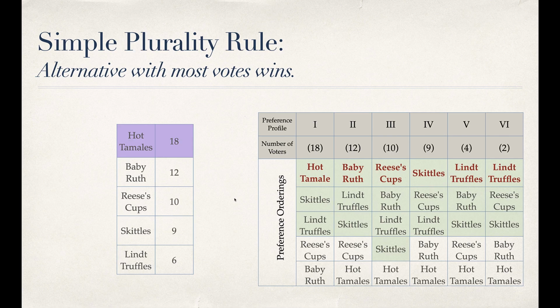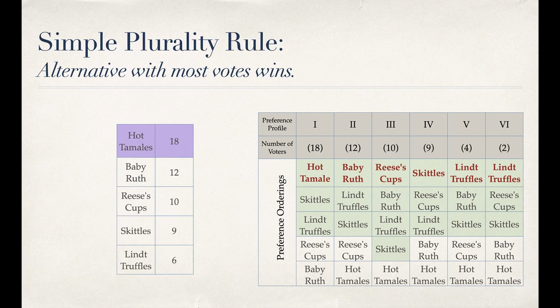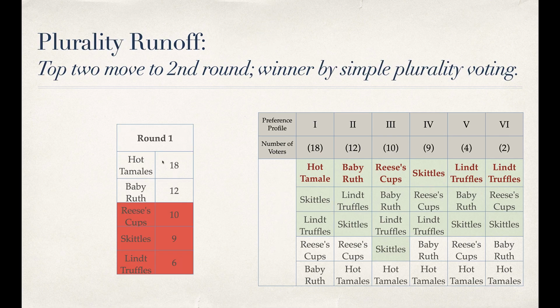All right, so now let's look at something a little more complicated, plurality runoff. So plurality runoff, you run the first round. You run this same vote, where Hot Tamales won, except that's just round 1. And so notice the vote totals are the same, because everybody's top choices are the same. So in the first round, it's Hot Tamales 18, Baby Ruth 12, Reese's Cups 10, Skittles 9, and Lindt Truffles 6.